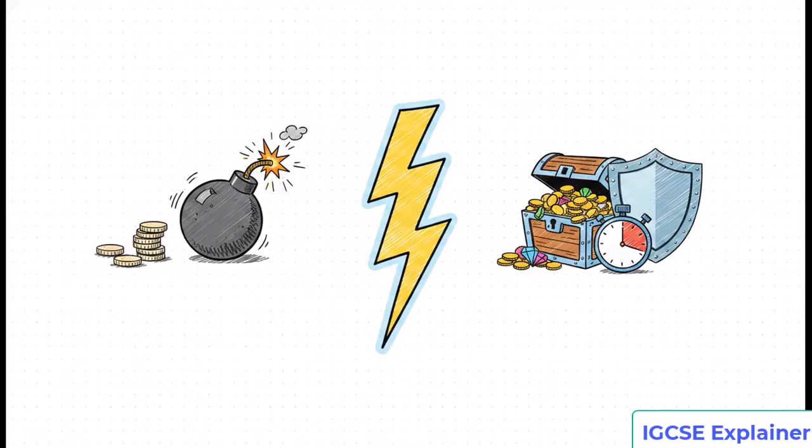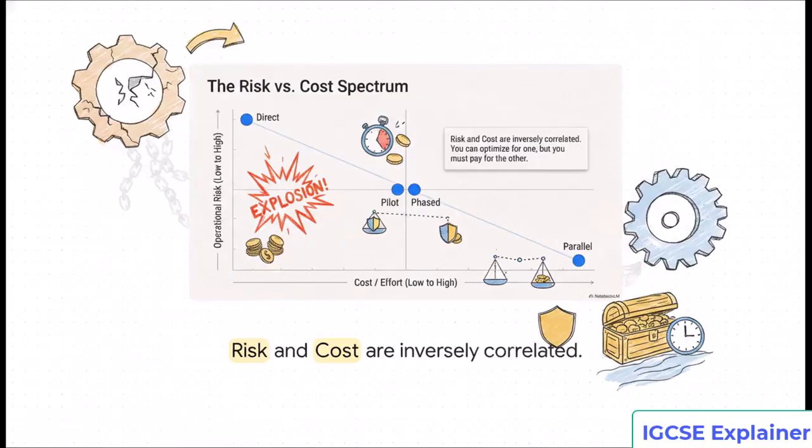You're basically fighting an eternal war between the finance department, who wants to save money, and the operations department, who demands total stability. Now, what's really interesting about this spectrum is the inverse correlation. Think about operational risk on one side and cost and effort on the other. Risk and cost are totally inversely correlated.